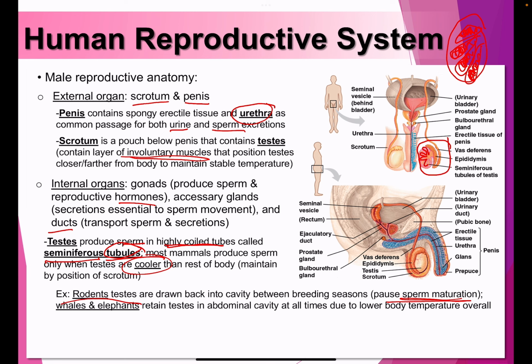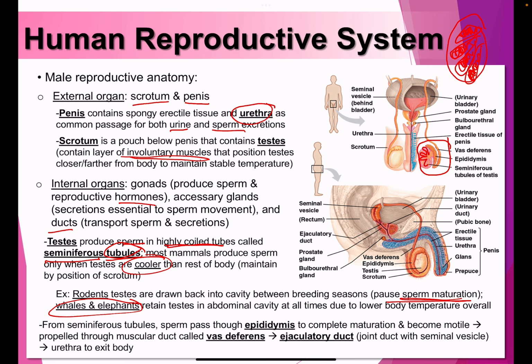Whales and elephants actually retain their testes entirely in their abdominal cavity at all times because they have a lower body temperature overall compared to the rest of the animals. On top of that, they are huge animals, which is why they can have an overall cooler temperature. The smaller you are, the harder it is to maintain a specific body temperature. The bigger you are, the easier it is to cool down. And whales live in the ocean, so they can't be that hot. This is why their testes can reside within the abdominal cavity forever, because it's the right temperature for them.